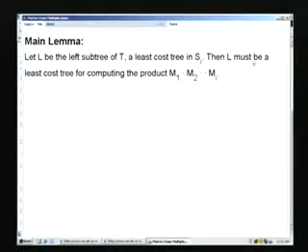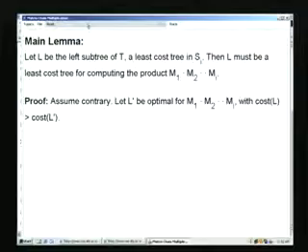The interesting observation, or perhaps the interesting guess right now, is that if T is the least cost tree, then somehow we expect that L also should be a least cost tree. But L is only computing the product M1 through Mi, and so our claim is that L must be a least cost tree for computing the product M1 through Mi.